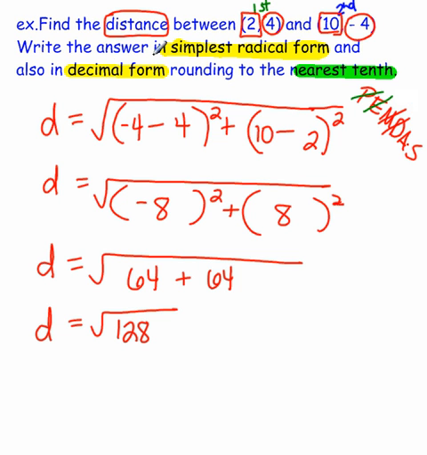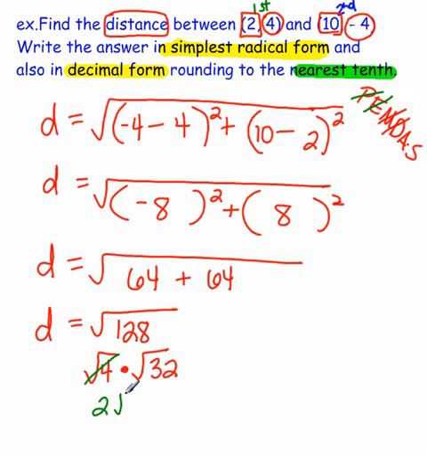So let's go with the first one that they ask us to do. Write in simplest radical form. All right, looking at 128, let me find two numbers multiplied together where one is a perfect square. Let's go with 4 times 32. 4 is my perfect square, and the square root of 4 is 2.